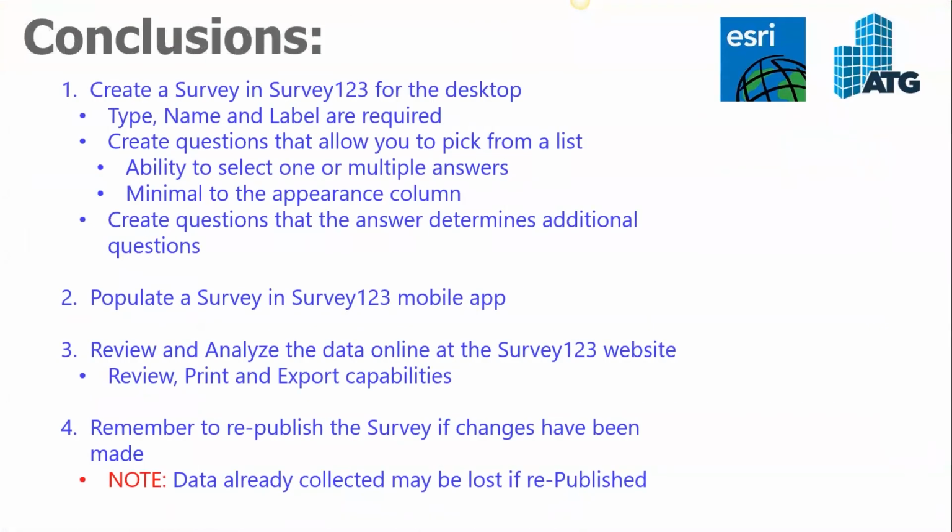So in conclusion, create a survey in Survey 123 for the desktop. Type, name, and label are required in those columns. Create questions that allow you to pick from a list. Ability to select one or multiple answers. Minimum to the appearance column allows me to shrink down those selection questions. Create questions that the answer determines additional questions. Populate a survey in Survey 123 mobile app.